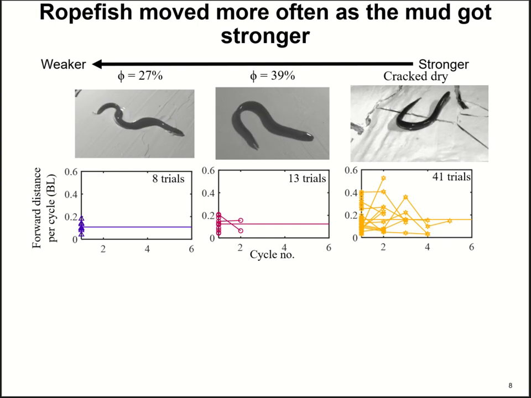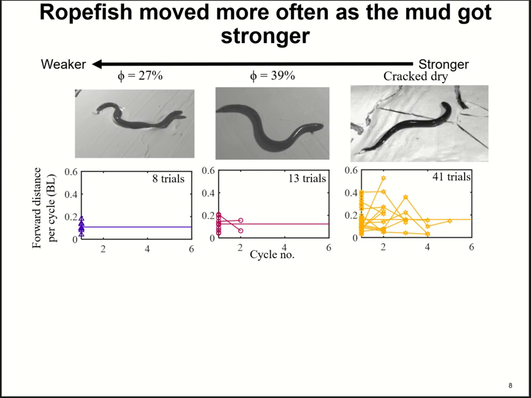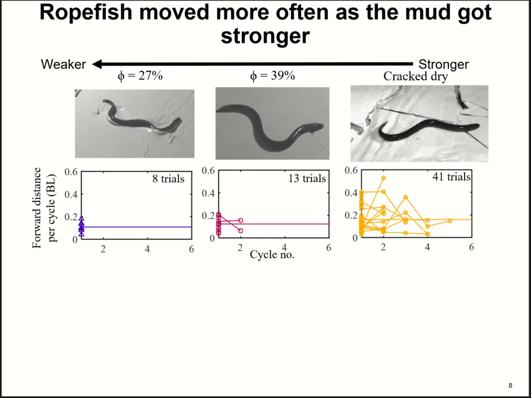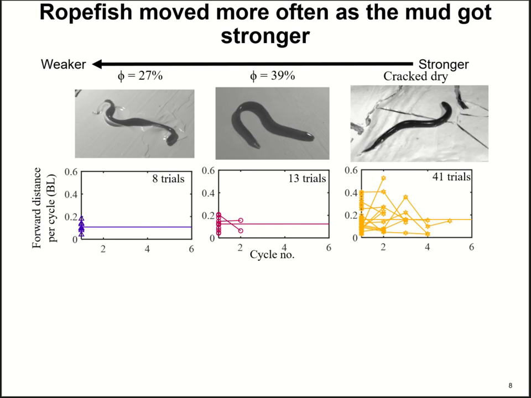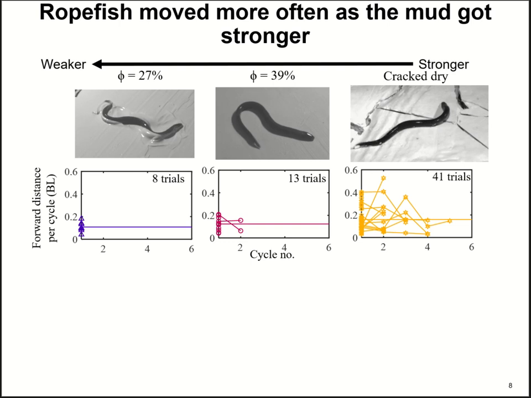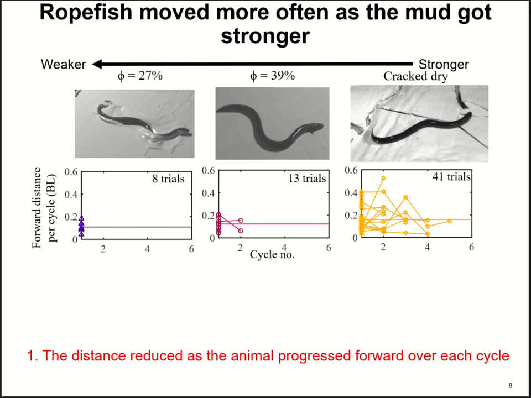Now, to understand how the animal's performance varies with the mud strength variation, we measured the forward distance per cycle. In these figures, the color corresponds to the force from the mud characterization at 1 centimeter penetration depth. The lines correspond to the average distance per cycle, and each curve corresponds to a single trial. Here, we found that as the animal progressed forward over each cycle, the distance reduced.